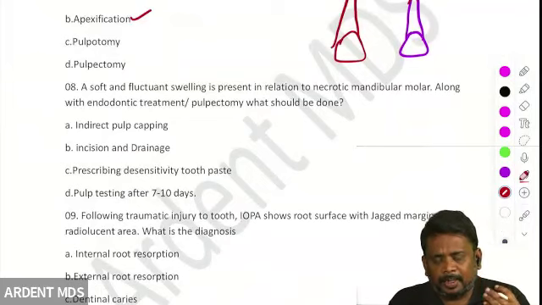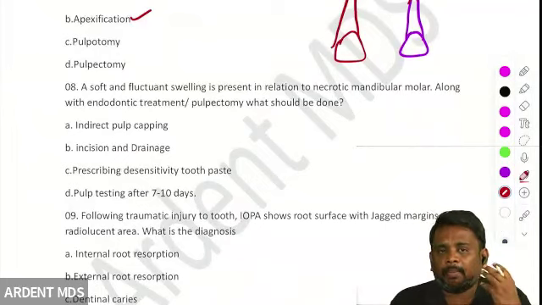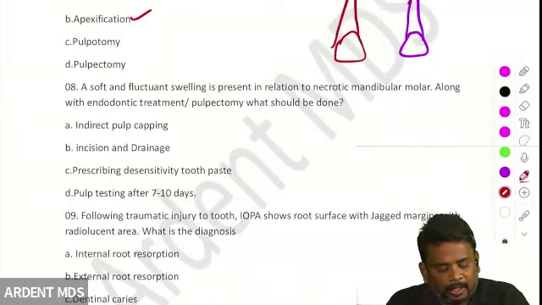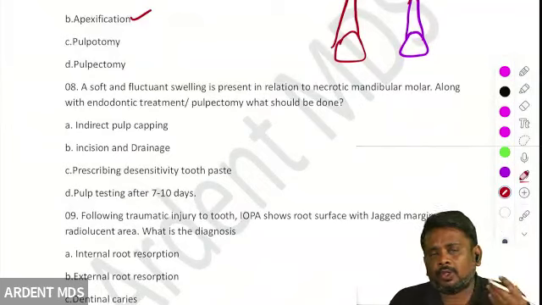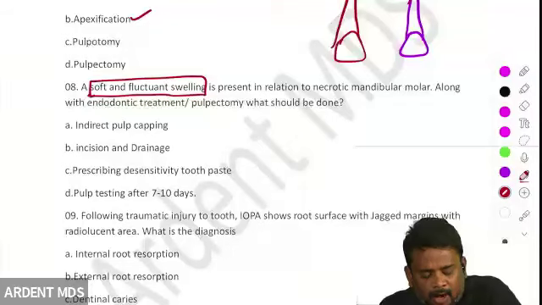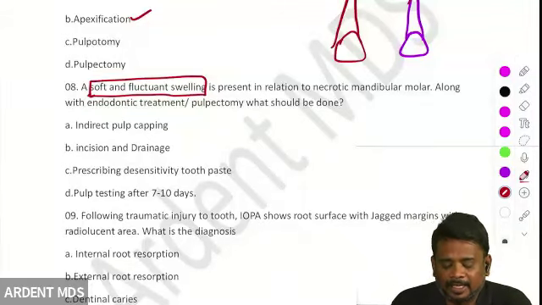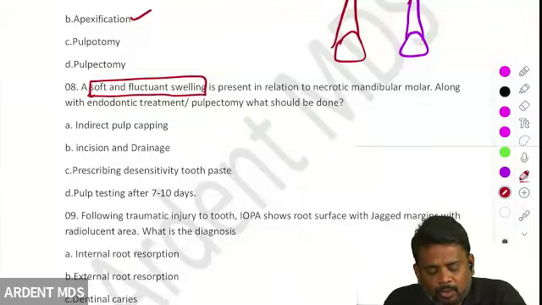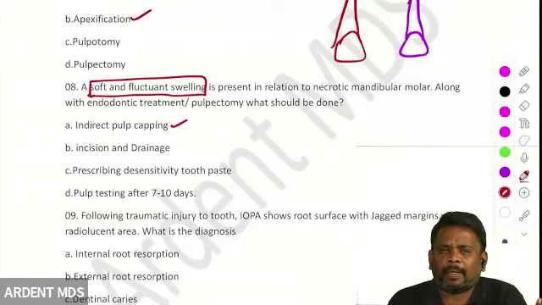Okay, there is a soft and fluctuant swelling present in a necrotic mandibular molar. And along with endodontic treatment, what should be done? Yes. So what is the key point here, student? The key point is the soft and fluctuant swelling. Already there is a swelling, right? So why should we go for indirect pulp capping? Okay, this is not at all related to this question.